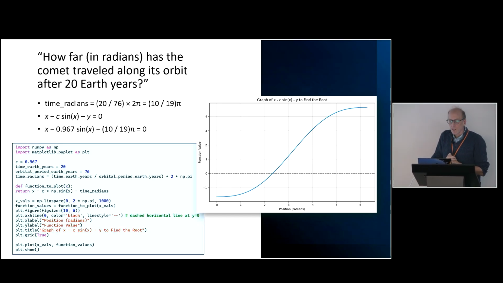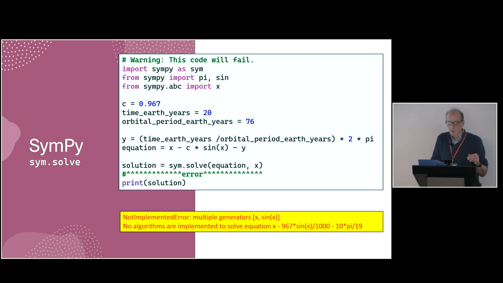We want to solve for x, which means finding where this will be 0. We can plot it and see that the answer is somewhere around 2.3, and the Python code to do that is straightforward. Reading off from a plot is a little annoying, and we're only getting like 2 digits of precision. So we might ask SymPy, this computer algebra system, to solve this for us.